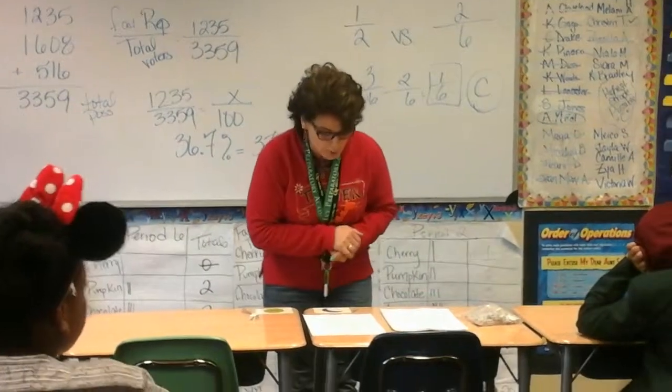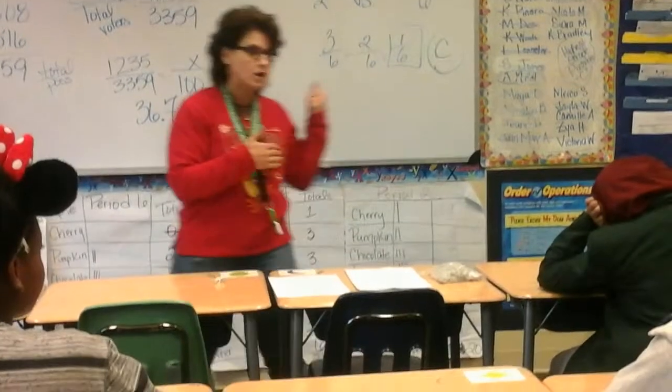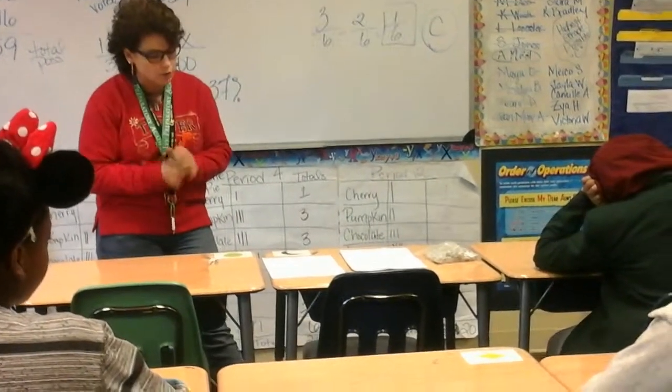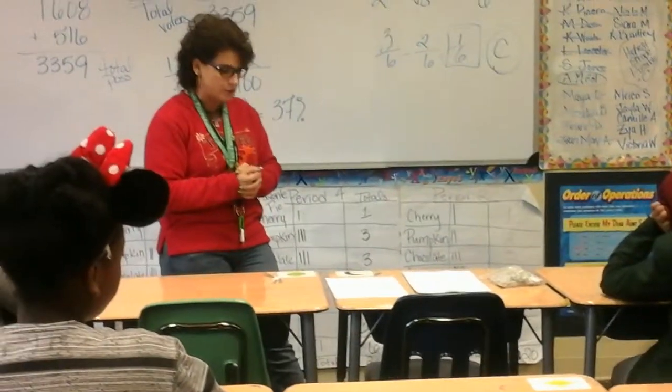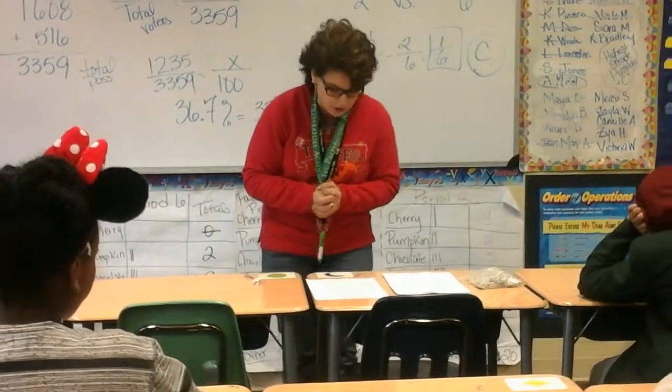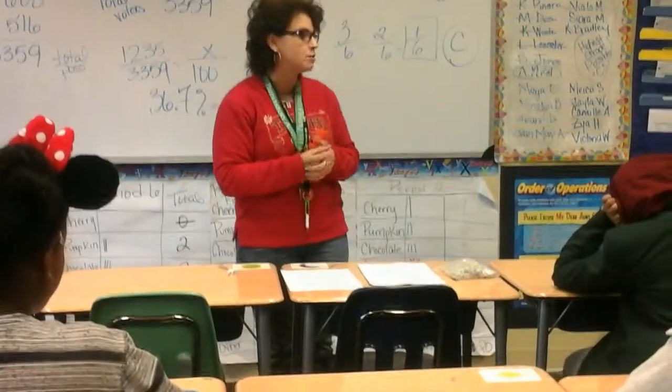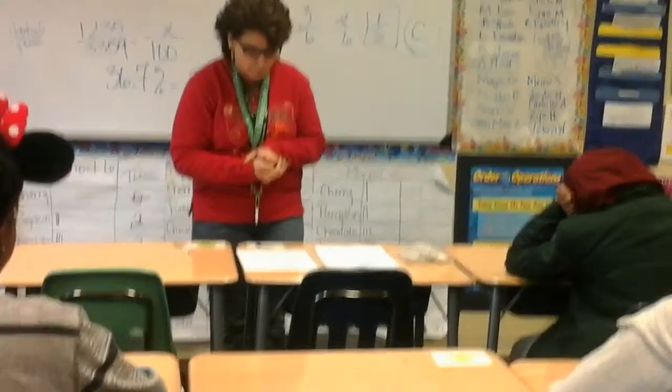Then on another display, number 3, once we've got our experimental probability, then we're going to calculate theoretical probabilities. And then you're also going to display those and make comparisons between your theoretical and your experimental.